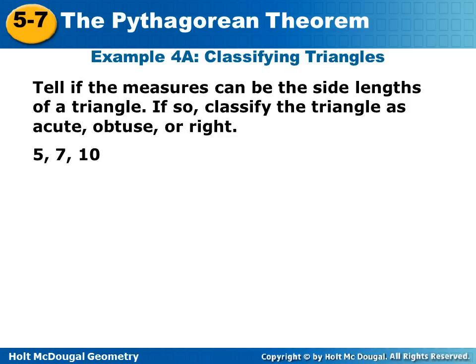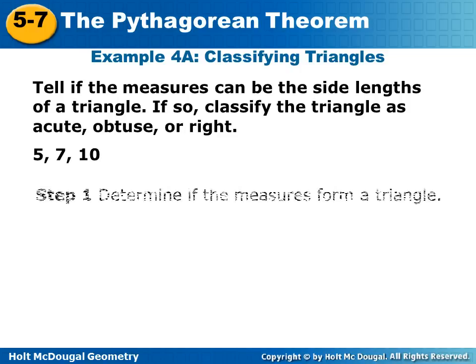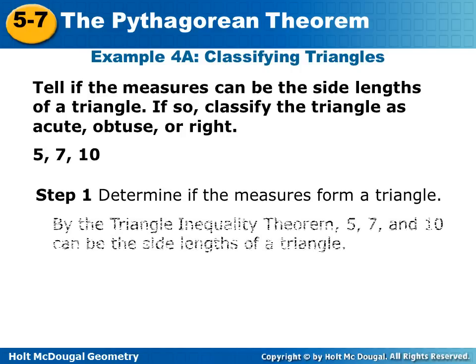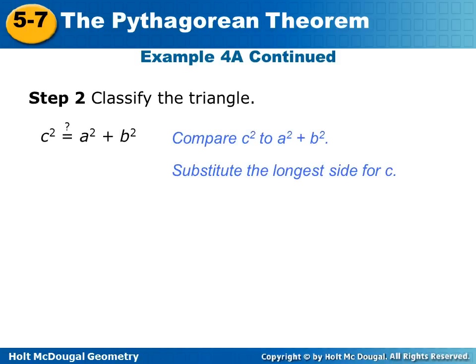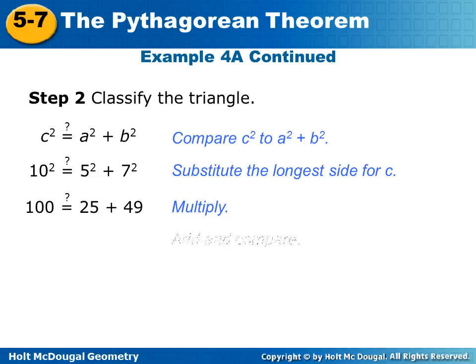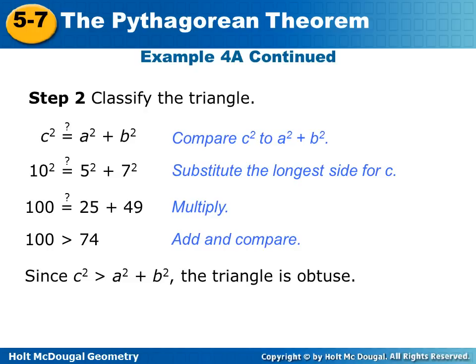So let's look at an example. We want to see if the measures can be the side lengths of a triangle, and if so, classify the triangle as acute, obtuse, or right. So first we determine if the measures form a triangle. 5, 7, and 10 can be lengths of a triangle, so we're going to go ahead and classify it using a squared plus b squared and see if it equals c squared. The sides were 5, 7, and 10. So we do 5 squared plus 7 squared, which gives us 25 plus 49, and compare them. 100 is greater than 74, so it must be an obtuse triangle because c squared is greater than a squared plus b squared.